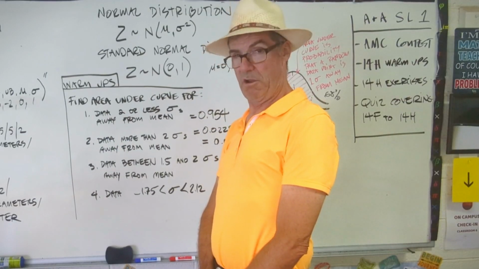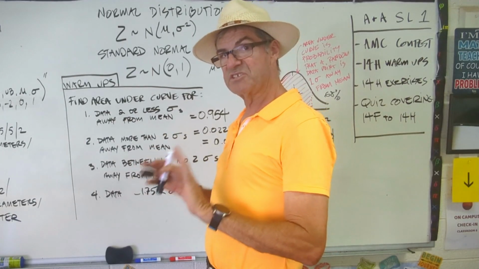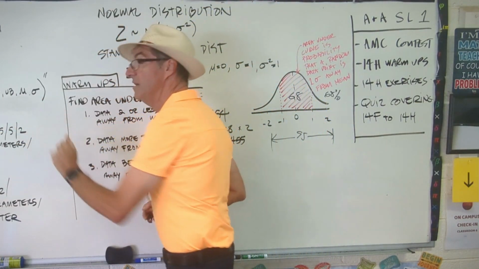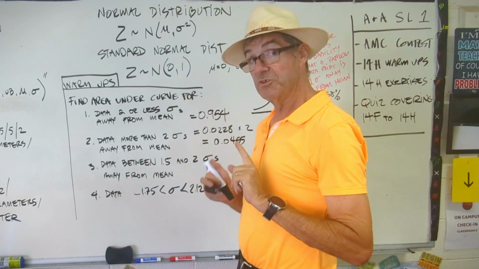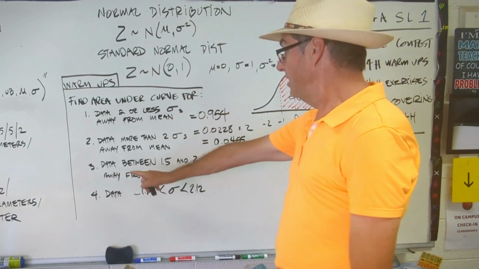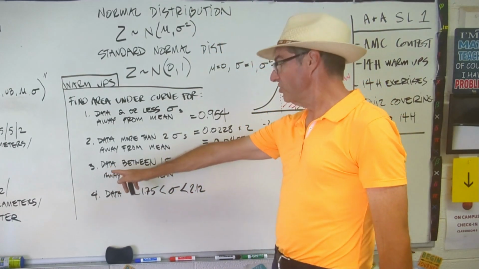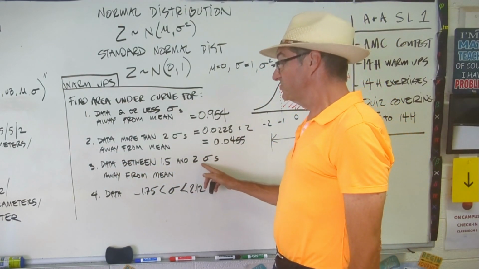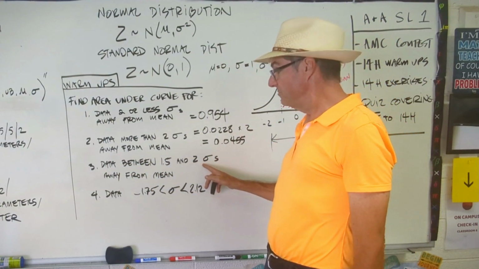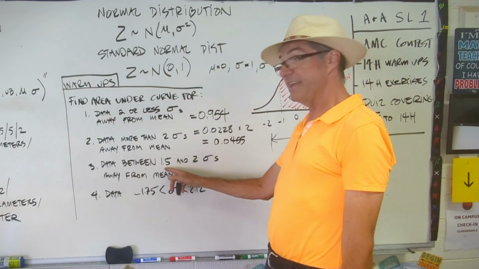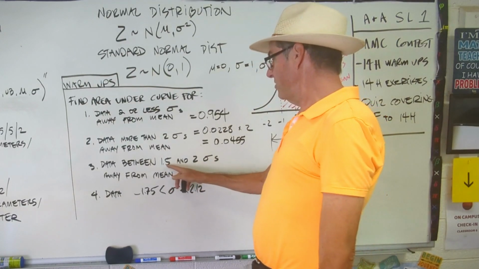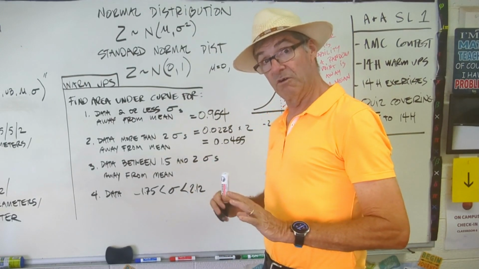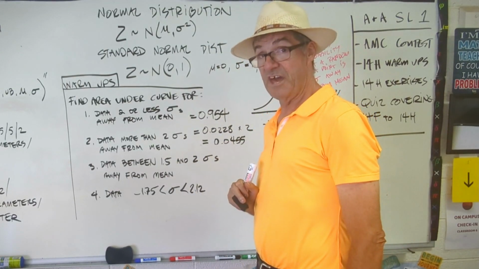Okay, 2 more. Now these I'm going to give you a little less guidance, a little less prompting. I'm not going to tell you what to put in. I'm going to leave that for you. So what I want you to do is pause the video and do this one. Find the area under the curve for data between 1.5 and 2 standard deviations away from the mean. So you want all the data that's further than 1.5 and less than 2 standard deviations from the mean. So pause the video and get out your calculator and give that a shot.